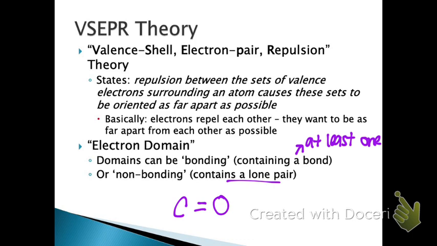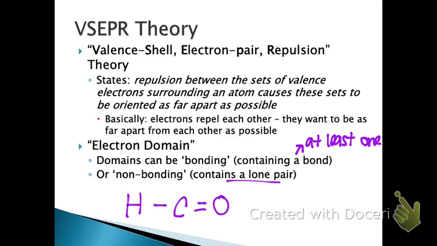If I have carbon double bonded to oxygen, and let's say single bonded to something else over here, let's say this is part of a Lewis structure. This would be considered one bonding domain, even though it contains a double bond. Does that make sense? And then this is another bonding domain. So that carbon would have two bonding domains, two total domains. Okay, very good.